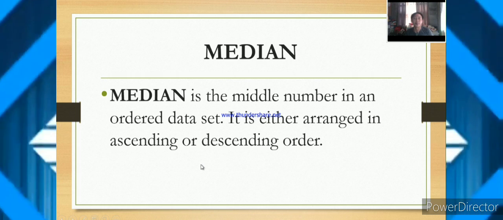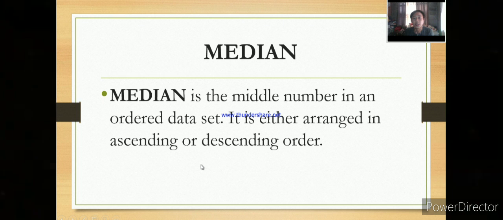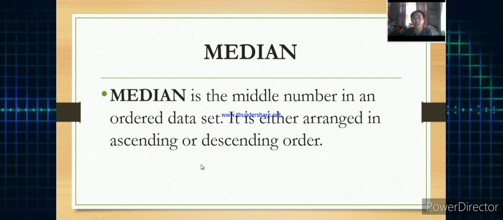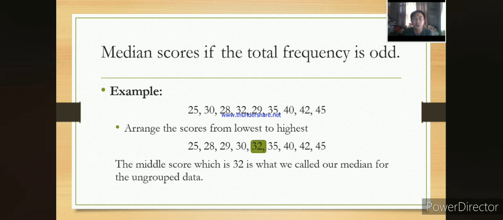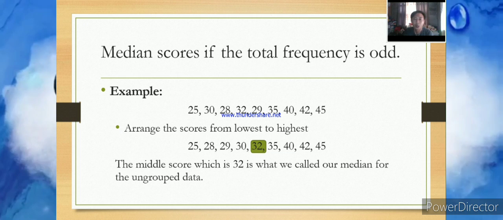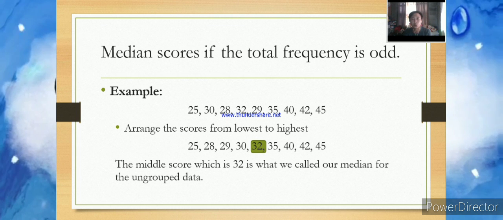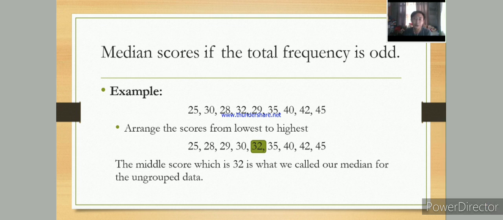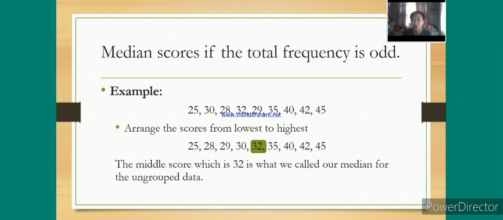Median. The median is the middle number in an ordered data set. It is either arranged in ascending or descending order. So median scores if the total frequency is odd. For example here, we have data of 25, 30, 28, 32, 29, 35, 40, 42, and 45. First, we have to arrange the scores from lowest to highest.